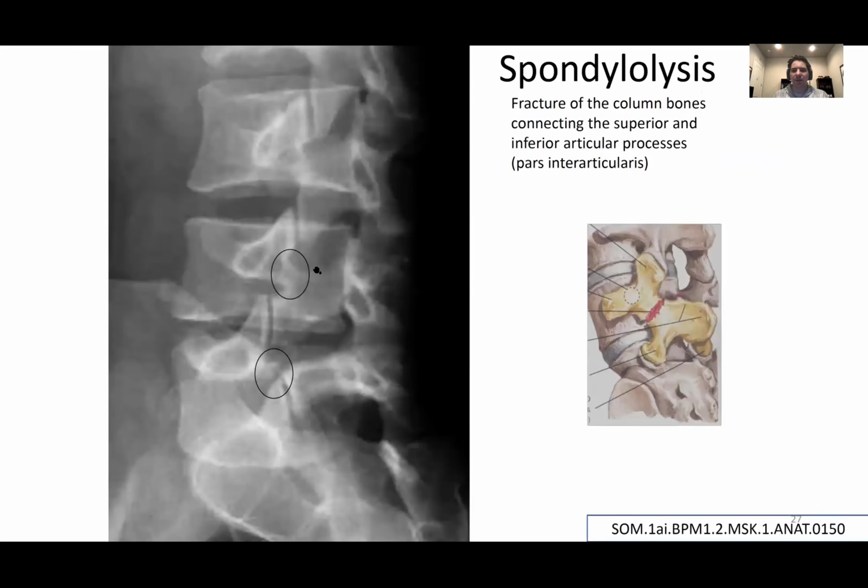Good, and you can see it here, right? Spondylolysis. Kind of hard to see the Scotty dog, right? You can kind of see him outlined here. It's the same direction as this one. But again, you see the little neck fracture.